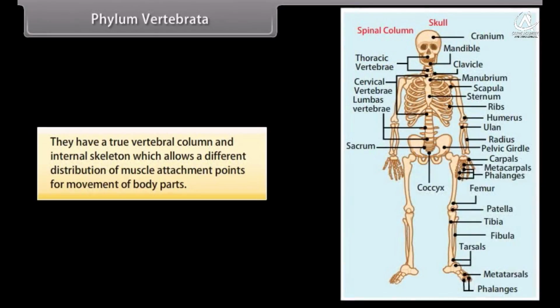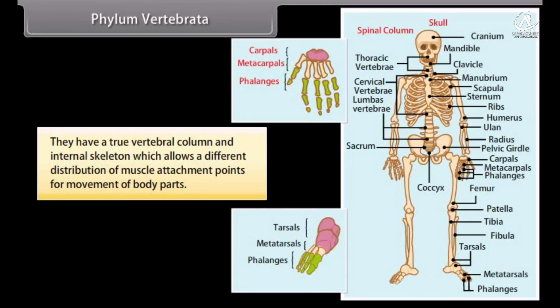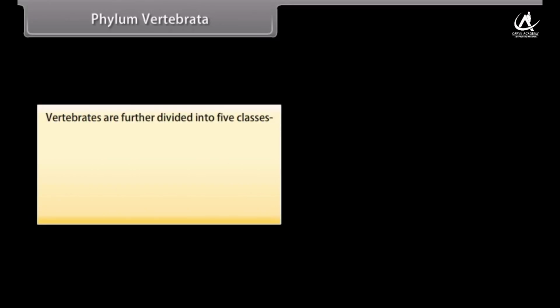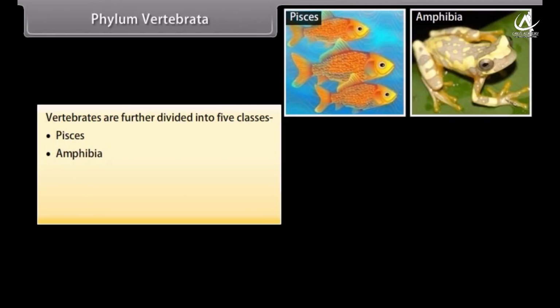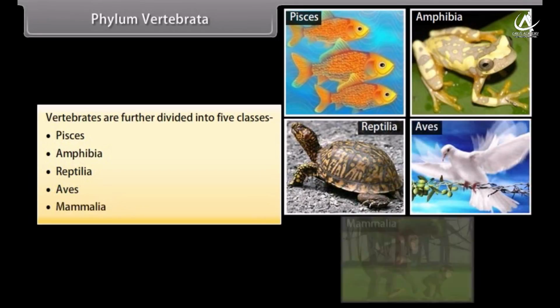They have a true vertebral column and internal skeleton which allows a different distribution of muscle attachment points for movement of body parts. They have complex differentiation of body tissues and organs. Vertebrates are further divided into 5 classes: Pisces, Amphibia, Reptilia, Aves, Mammalia.